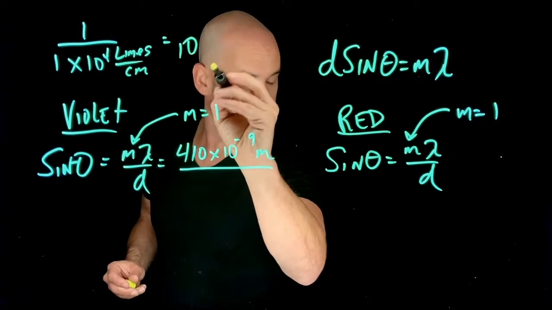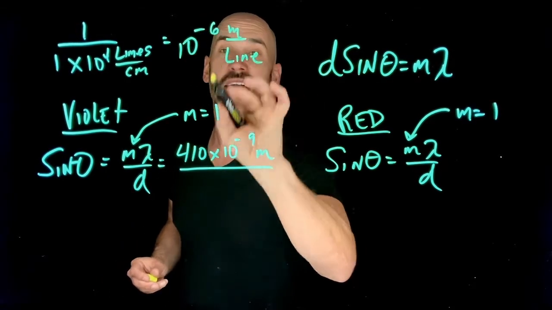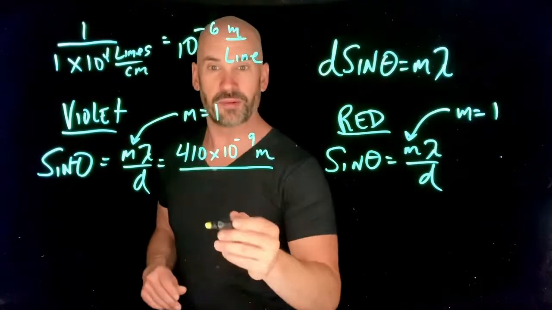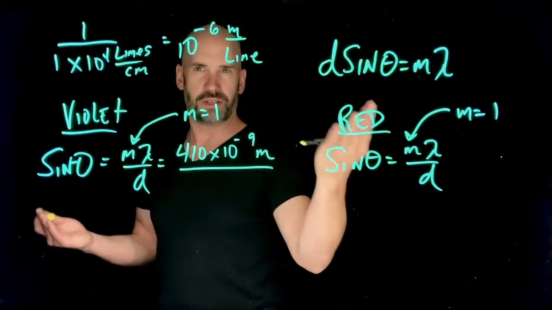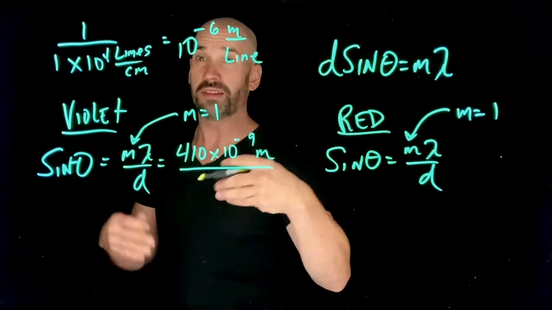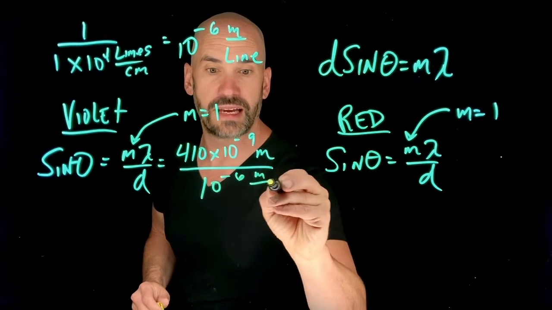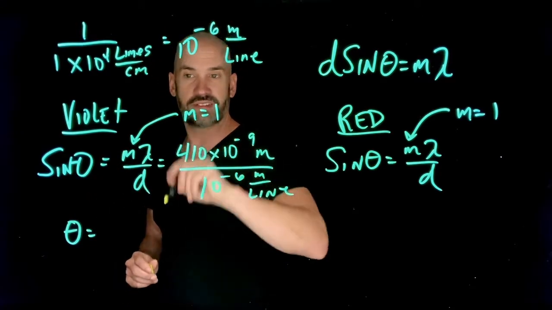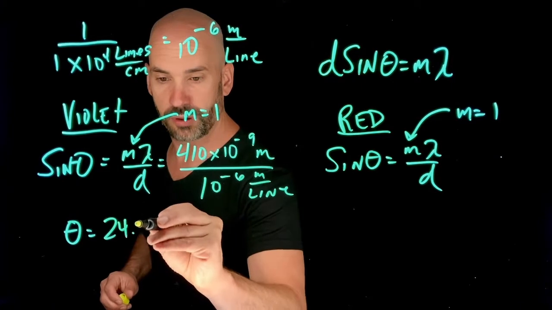Then we get an answer of 10 to the minus 6 meters per line. So each line is separated by about a micron. That's small. You notice that I did a quick conversion there from centimeters to meters, because we want to keep things consistent in meters, the SI unit. So we put 10 to the minus 6 meters per line here. If I go ahead and do my inverse sine of all this, I get an answer for violet of 24.2 degrees.